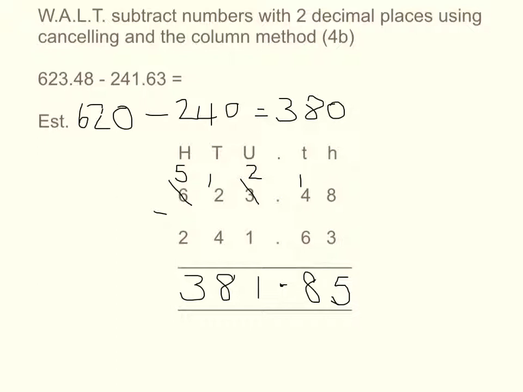This gives me an answer of 381.85, which is very close to my estimate of 380. Therefore, this answer is sensible, and I can record it at the calculation at the top. 623.48 take away 241.63 gives me 381.85.